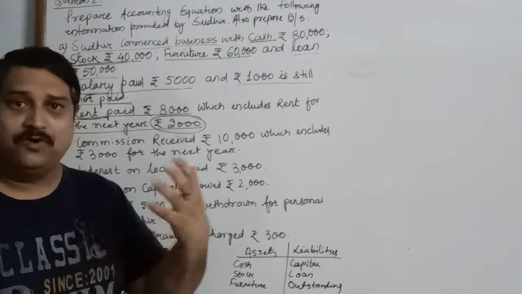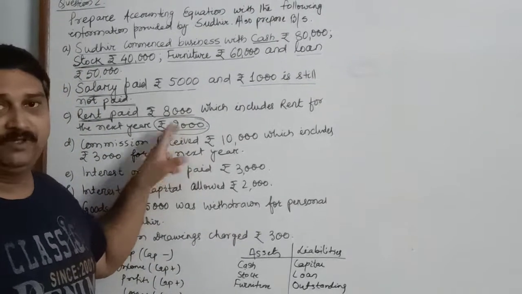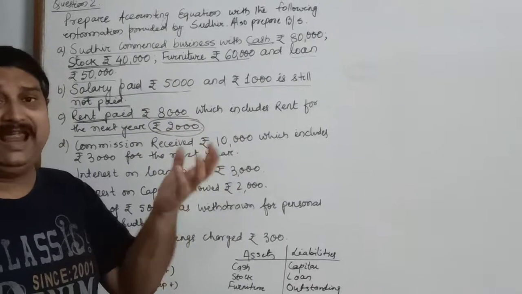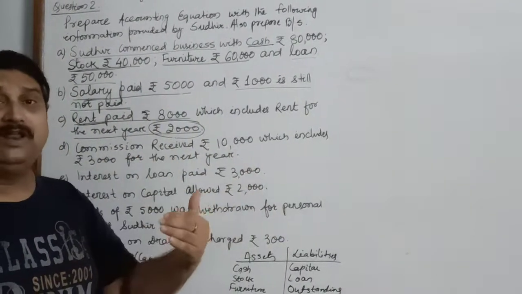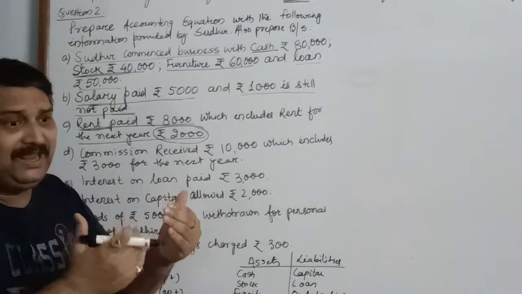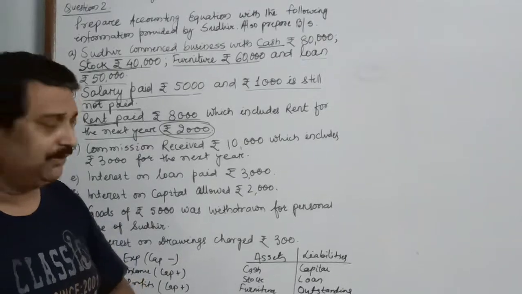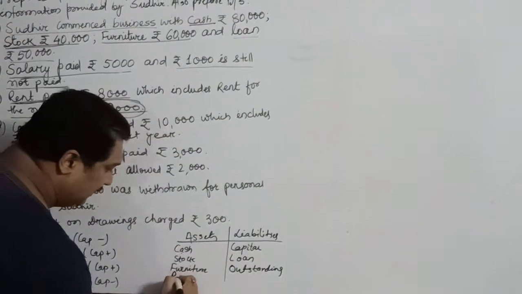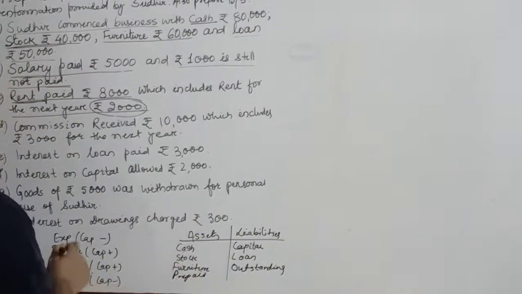Now we have not yet received the benefit of this 2,000. We will receive it in future. So when anything whose benefit will be received in future, we will be availing the service in the next period of time, it will be considered our asset. So prepaid will be written separately under the assets.